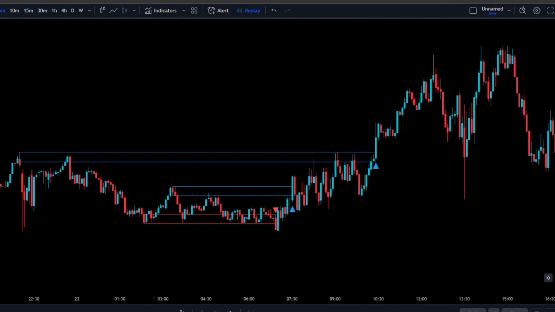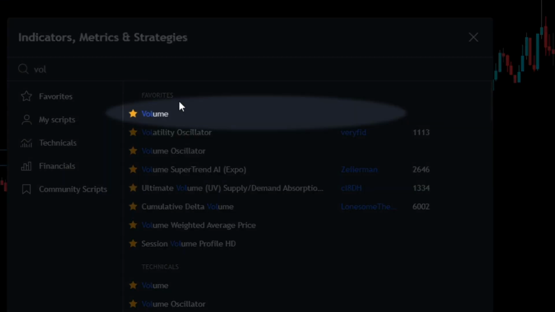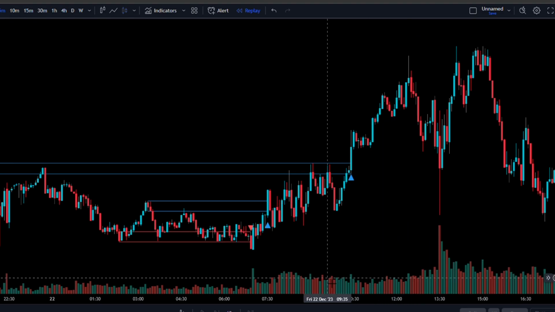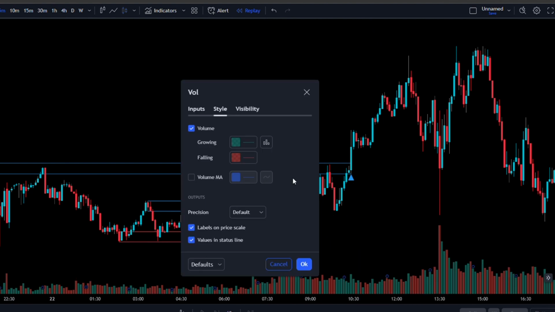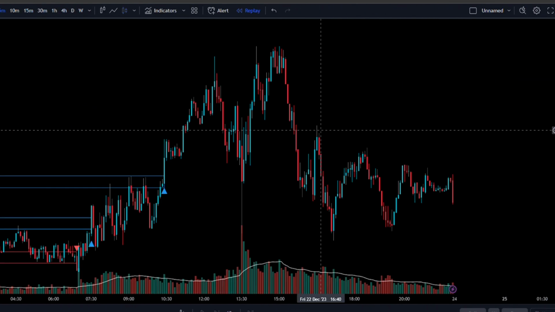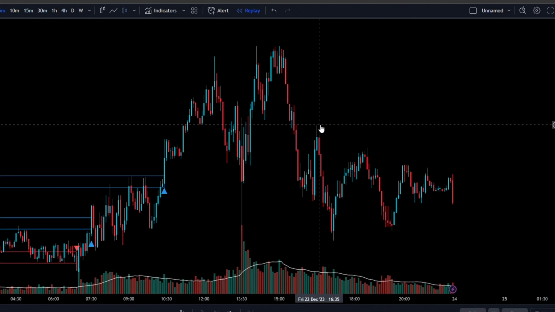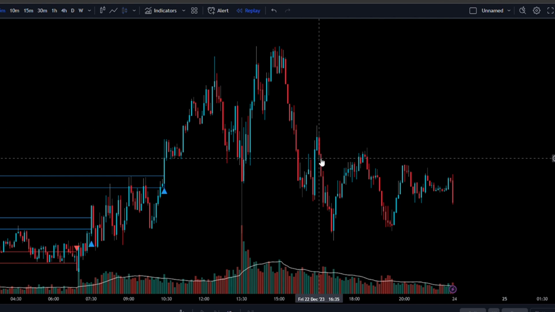So now let's go and get the confirmation indicator, and for this we just need the regular volume. Now let's make some adjustments to this in the settings. We're going to check the volume MA, and I'm also going to change the color from blue to white. Okay, so we're going to be using this volume indicator as a confirmation that there's enough volatility in the market at the time we're looking to trade.